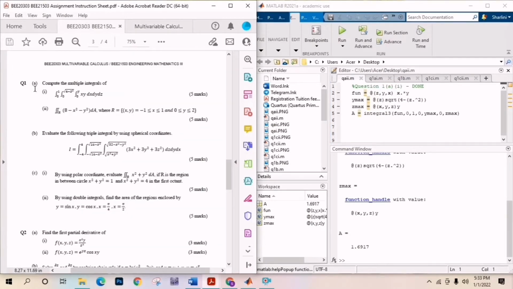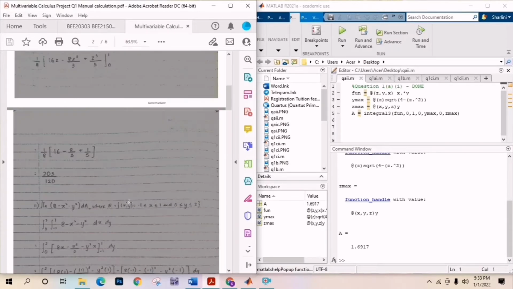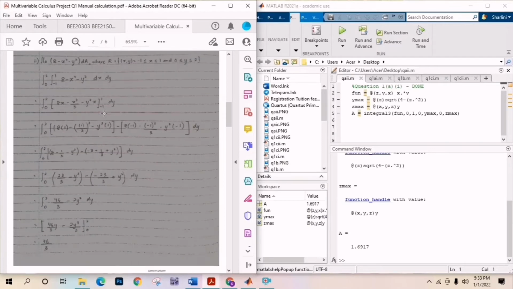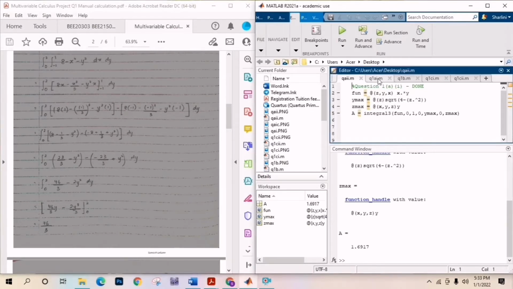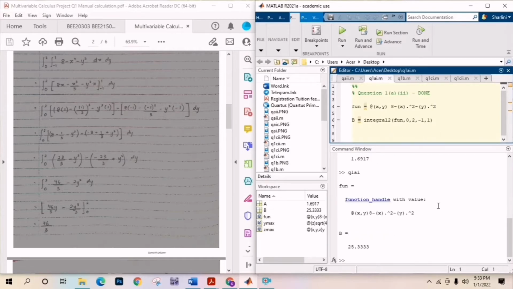For question 1A2, this is the question, and this is my manual calculation. I get 76 over 3 as my last answer. Now I'm going to prove this in MATLAB programming, and this is the program for question 1A2. Let's run it. The answer is 25.3333, which is similar to 76 over 3. We can check the last answer in our calculator.